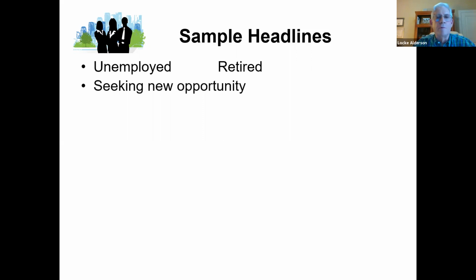Here's some sample headlines. And as I said, a headline is 120 characters that you have to play with. These first two I don't think are very strong. Unemployed or retired doesn't tell me much and has a negative connotation. This one's a little bit stronger, but really doesn't say much. Make it easy for somebody to identify what you're looking for. Formally a VP is okay. VP of Finance would be okay, but formally says you're out of work. And while you may be out of work, you don't need to broadcast it.